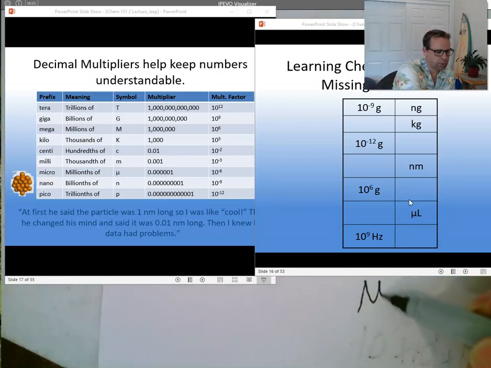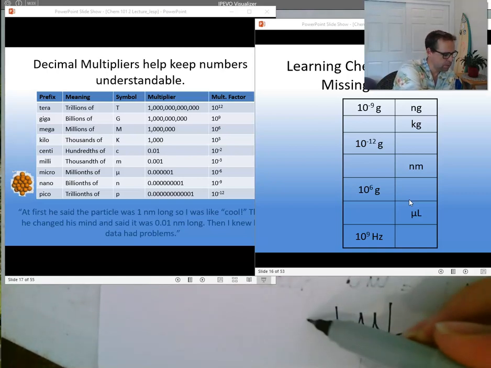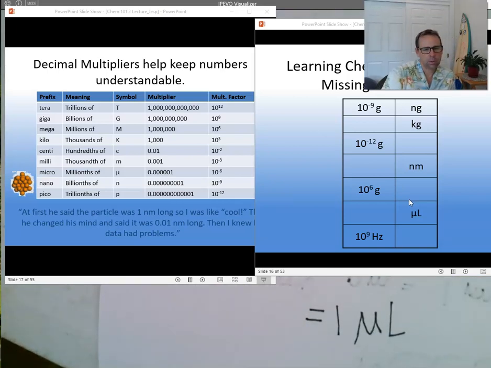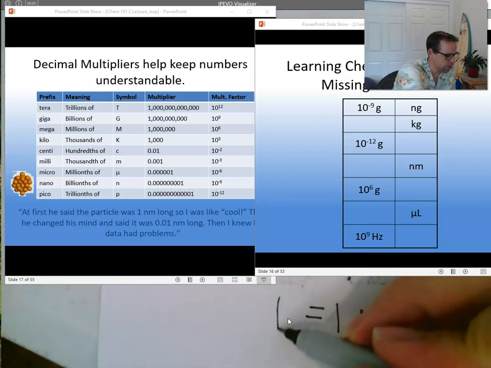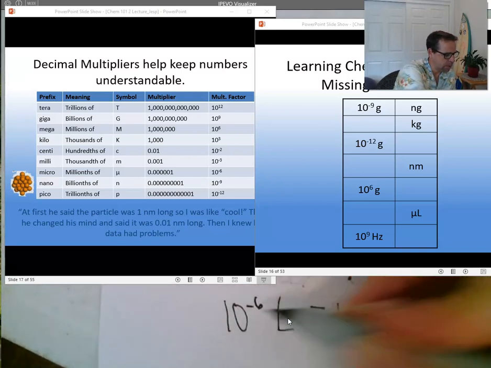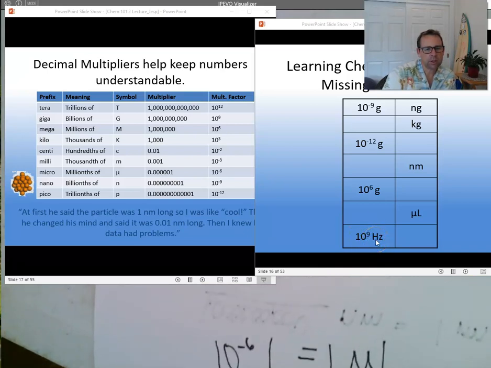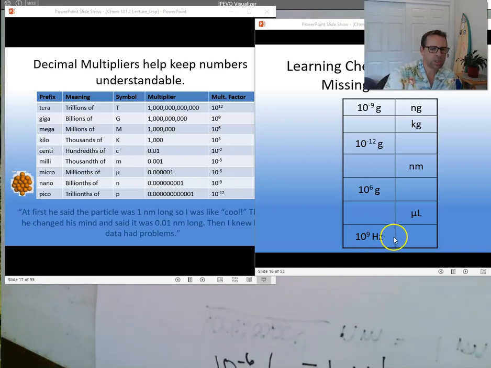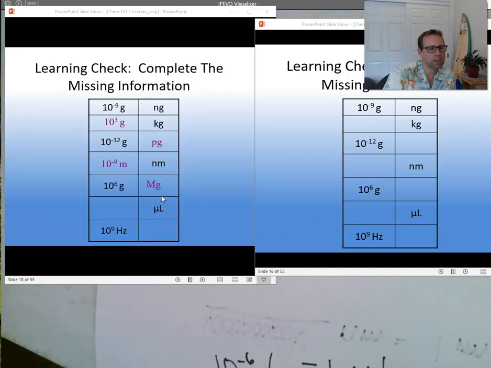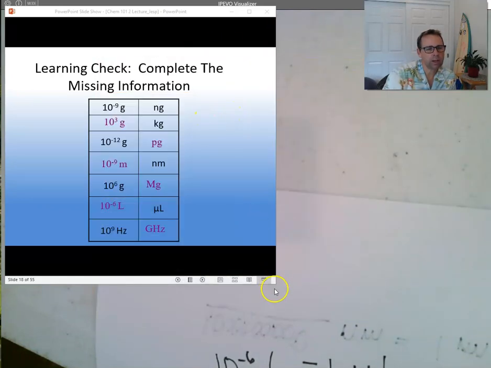Micro. Very good. Micro, and what does L stand for? Very good. Microliters. So how many liters are in a microliter? 10 to the negative 6. Very good. 10 to the minus 6 liters in a microliter. Okay, last one. 10 to the ninth. Very good. Hz is called hertz, and that is right. The answer is gigahertz. Very good. So you got all those right. Fabulous job.